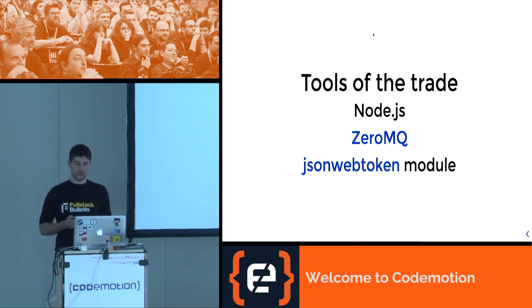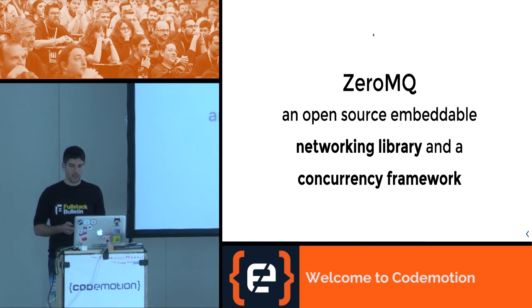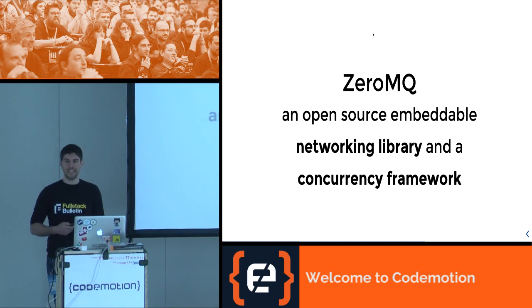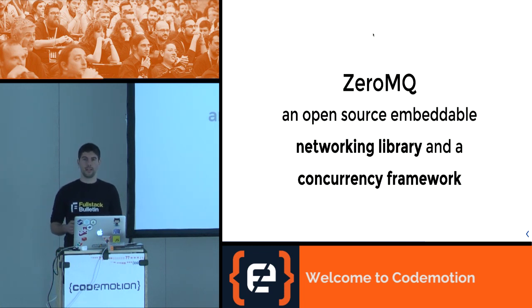What tools are we going to use? Node.js, ZeroMQ, and a module on NPM called JSON Web Token that allows us to create and verify tokens. So ZeroMQ, it's an open source embeddable network library and a concurrency framework. The idea is that ZeroMQ provides us a lot of networking patterns that we have already built for us, so we don't need to reinvent the wheel, and it's very easy to create these channels to make the server and the client exchange messages.